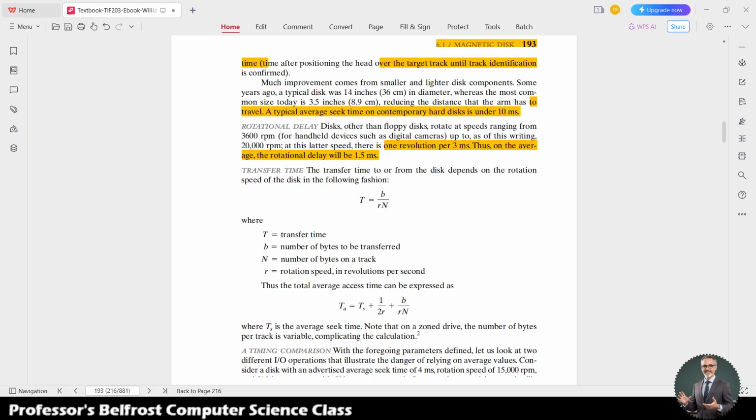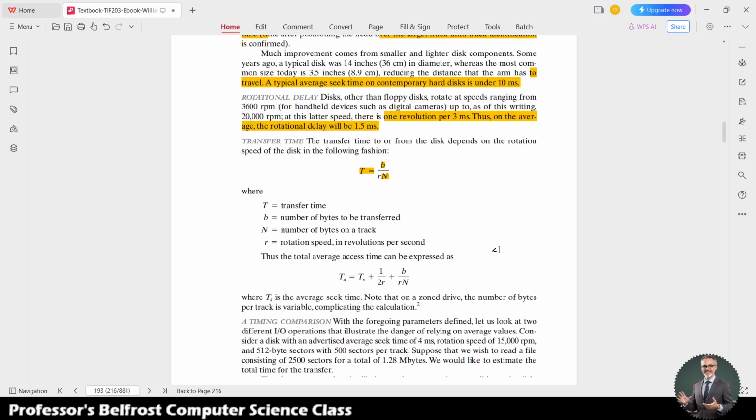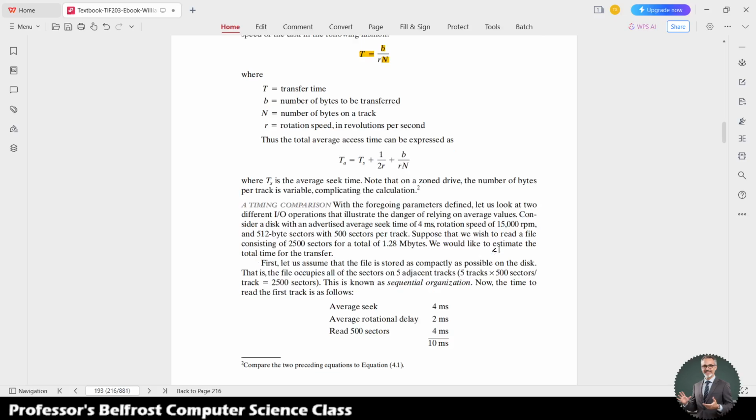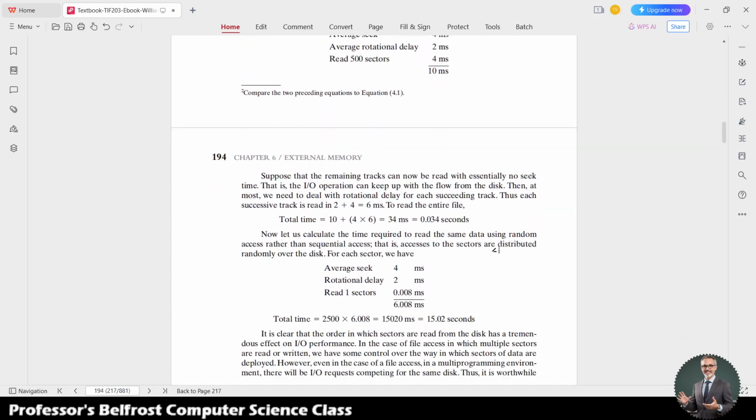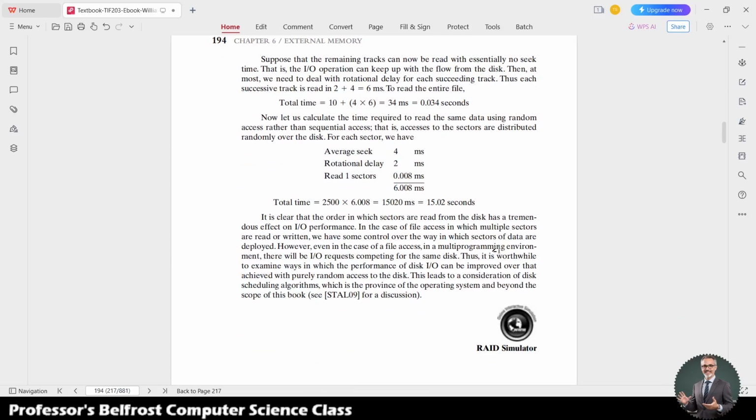Next we have transfer time, and this can be calculated as shown by the equation. As for the timing comparison, maybe we can skip it. This is just an example.